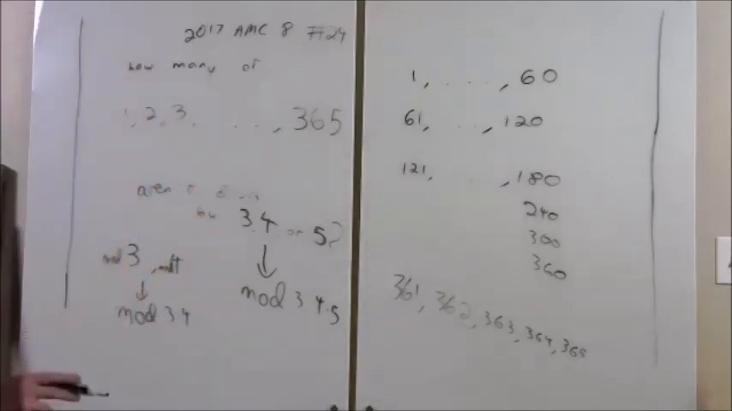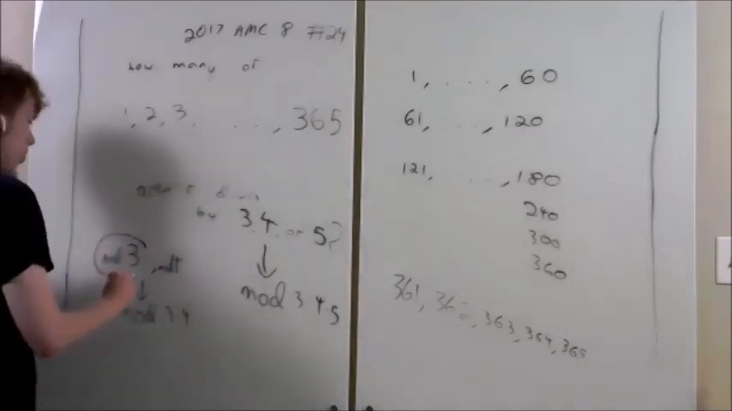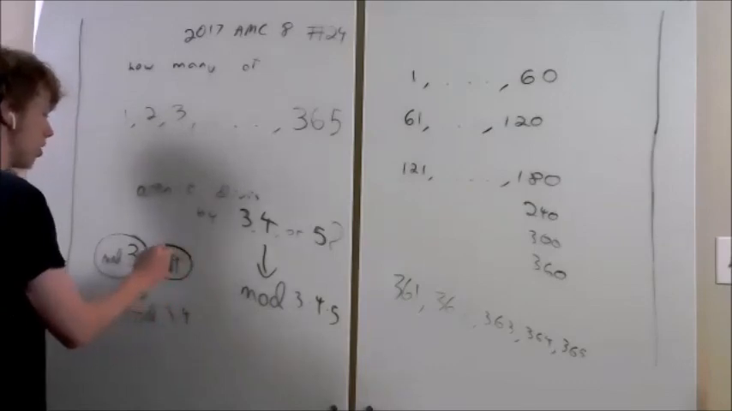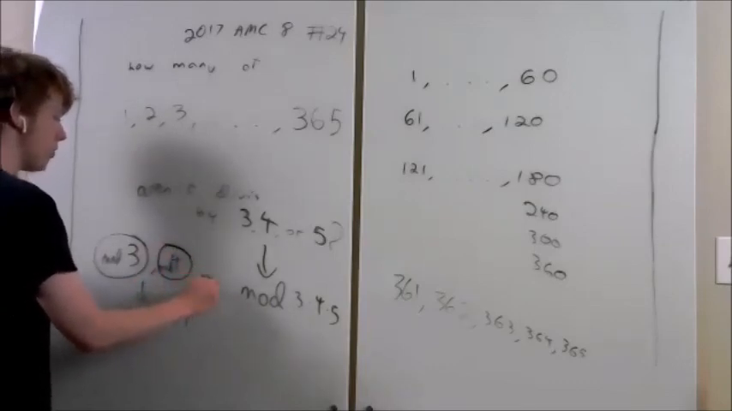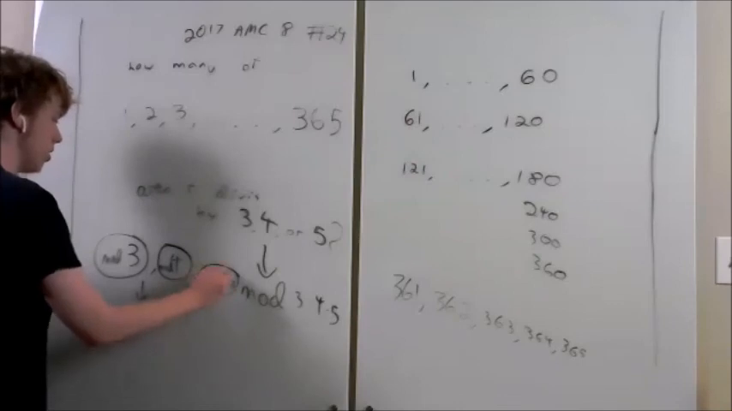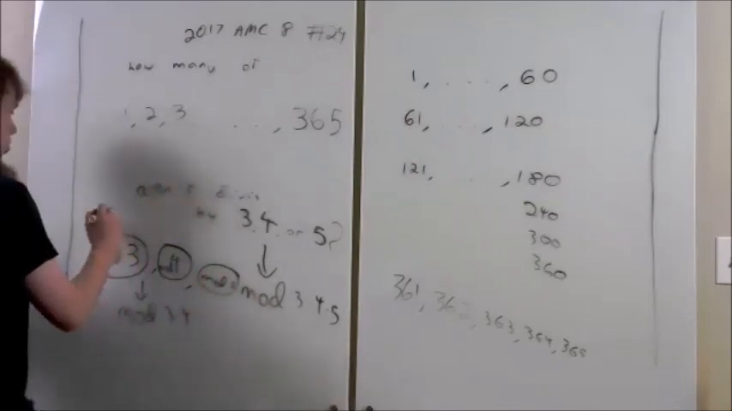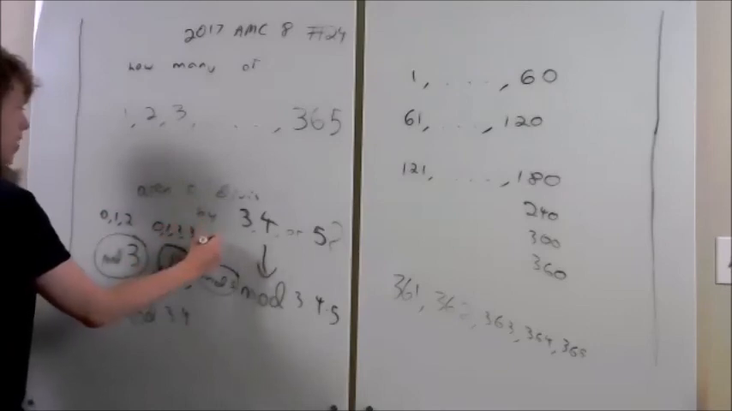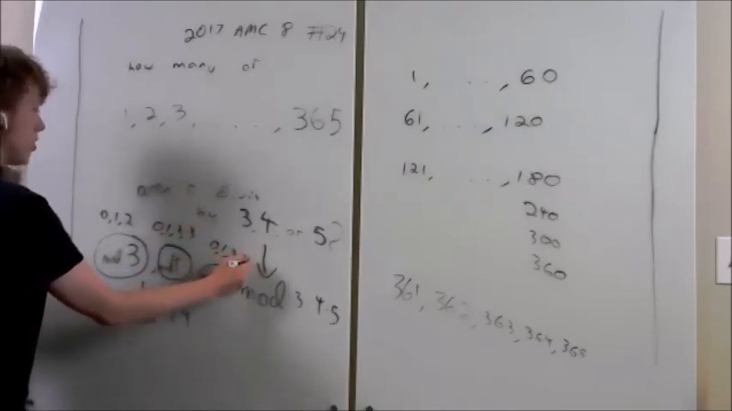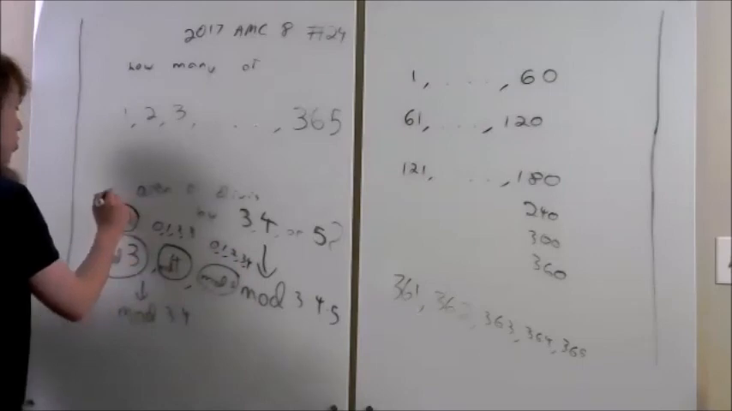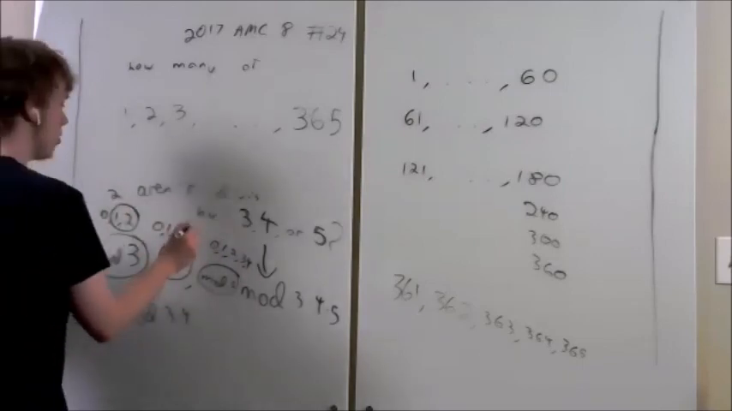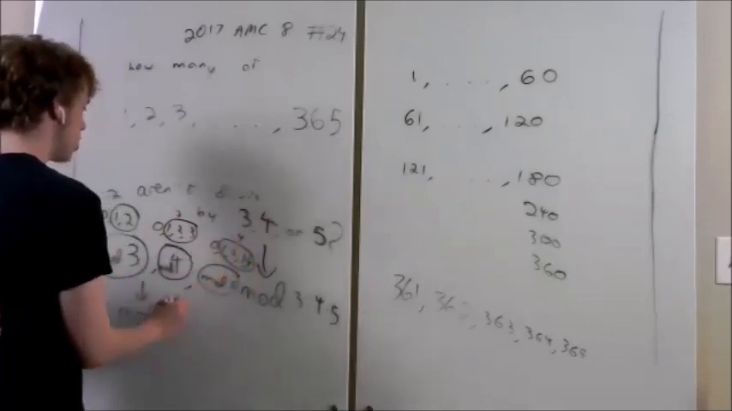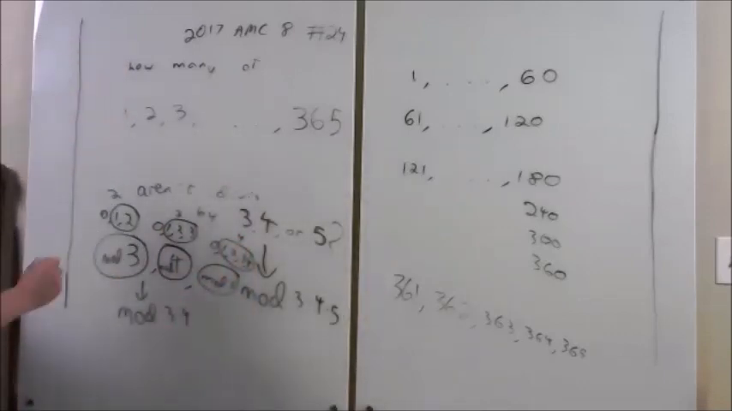So how many ways can you choose a residue mod 3 that's not divisible by 3, and a residue mod 4 that's not divisible by 4, and a residue mod 5 that's not divisible by 5? The residues mod 3 are 0, 1, and 2. Mod 4 is 0, 1, 2, and 3. Mod 5 is 0, 1, 2, 3, or 4. So we have to choose 1 or 2 mod 3, 2 choices. 1, 2, or 3 mod 4, 3 choices. 1, 2, 3, or 4 mod 5, 4 choices. 2 times 3 times 4 is 24.